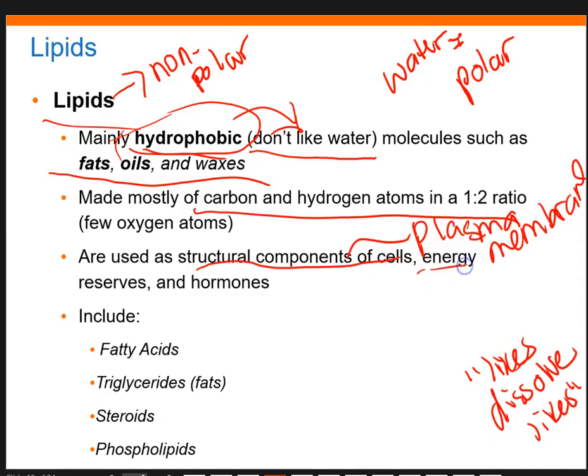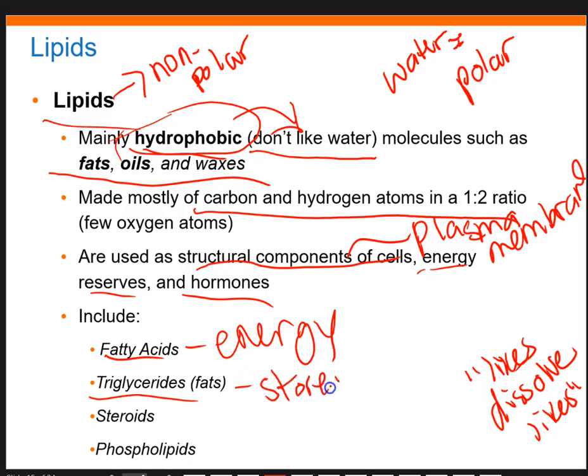We use them for energy and energy reserves. I just told you guys that our body likes to use sugar for energy, but if there's not enough sugar, it will use lipids. It can do that as well. And then also some hormones are lipids. The steroid hormones are lipids. Different types of lipids include the fatty acids. These are the ones that we use for energy. We actually burn these ones for energy. Triglycerides, these are how we store energy.